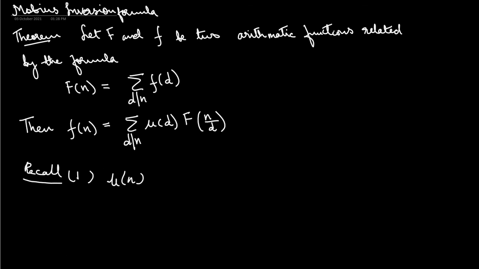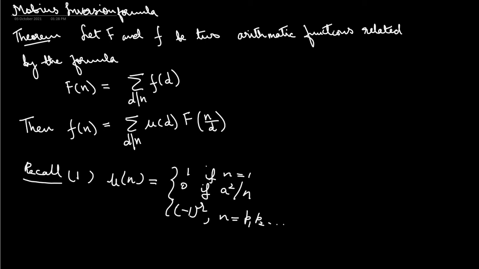Number 1: mu of n, that is the Mobius function, is 1 if n is equal to 1, and it is equal to 0 if there exists a square which divides n. And number 3 in the definition is that it is minus 1 to the power r if n is a product of r distinct primes p1, p2, up to pr, where the pi's are distinct primes.